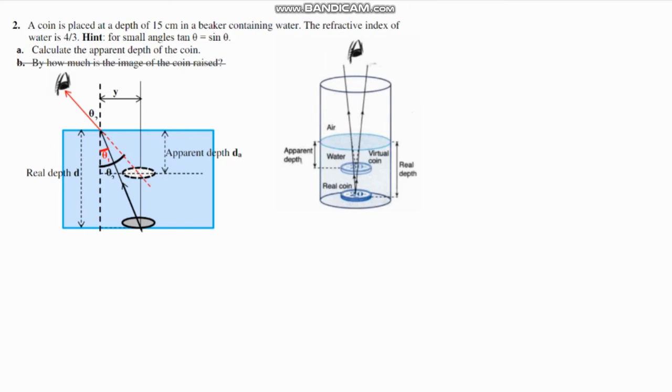So here's a quick example problem. A coin is placed at a depth of 15 centimeters in a beaker containing water. The refractive index of water is 4/3, and for small angles, tan theta equals sine theta. Calculate the apparent depth of the coin.